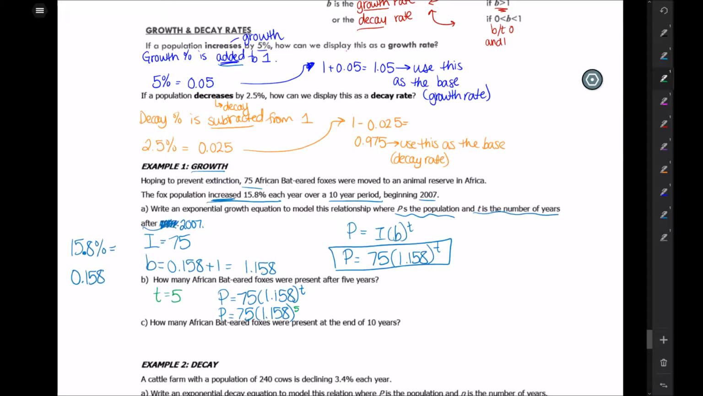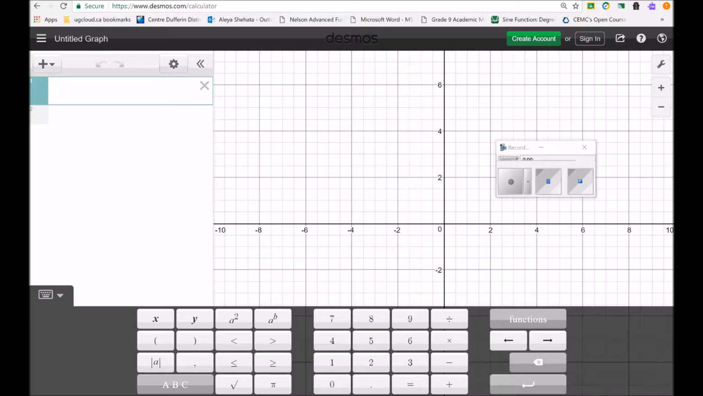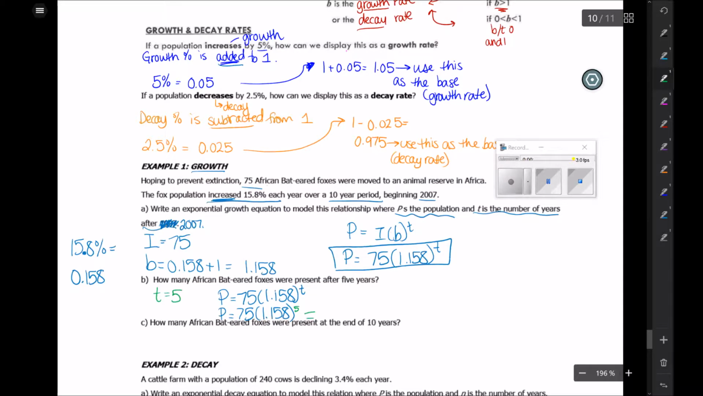Okay, so open up Desmos and type this in so you can see if you get the same answer as me. So I'm going to type in 75 bracket 1.158 all to the power of 5, and I get 156.172. But we don't want to say that there's 0.172 foxes, so we're going to round it. So we're going to say that this is approximately equal to 156 foxes. So we can say, therefore, after 5 years, there were 156 foxes.